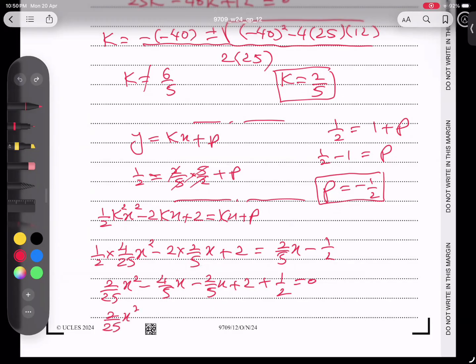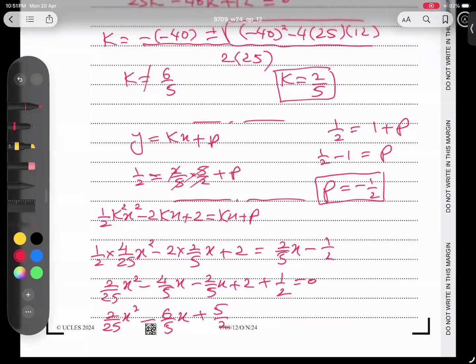Rearrange again, and I'm getting 2 over 25 x to power 2. These x values I can write together. So negative 4 over 5, negative 4 over 5, and negative 2 over 5. And I get a negative 6 over 5 x. And 2 plus a half is 5 by 2.